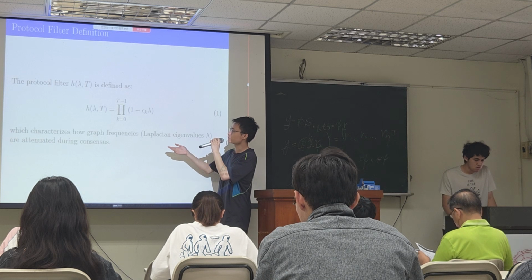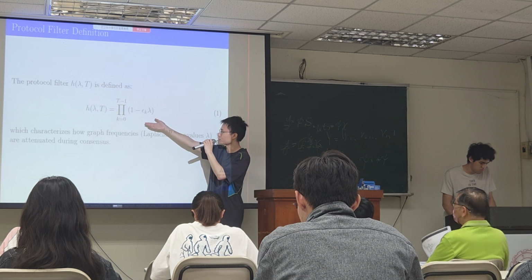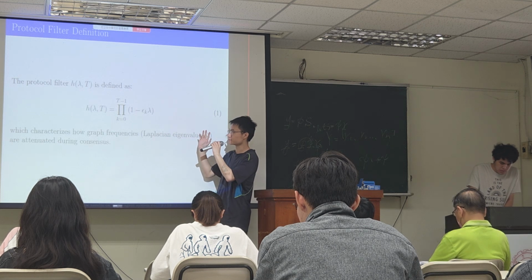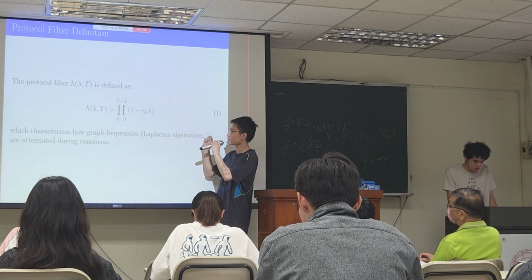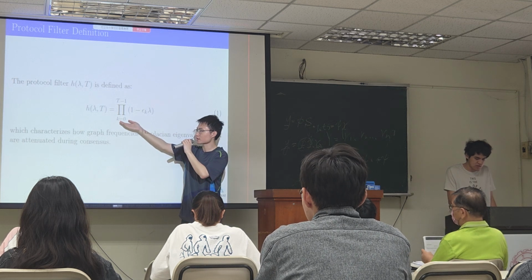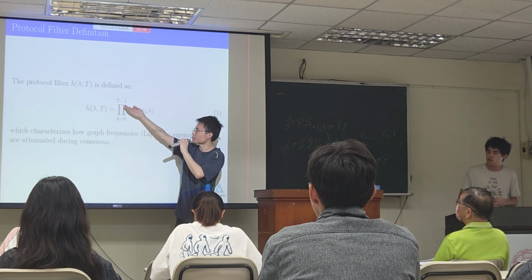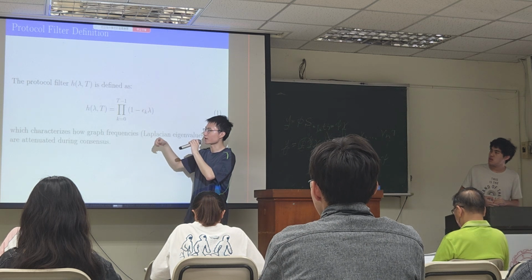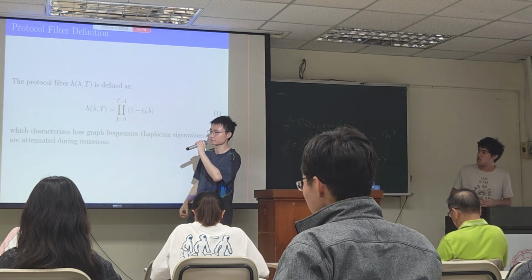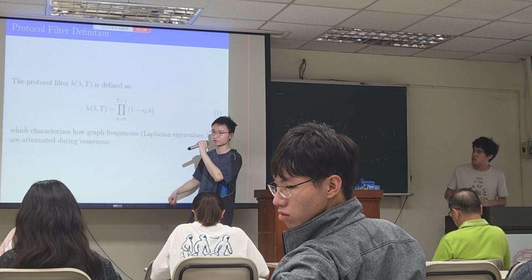So this is the graph filter. It's defined as below, and simply speaking, from time k equals 0 to t minus 1, we keep filtering the eigenvalues of the graph until it reaches the ideal frequency response.